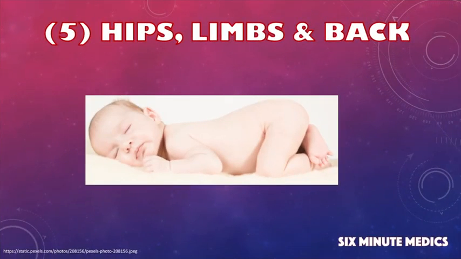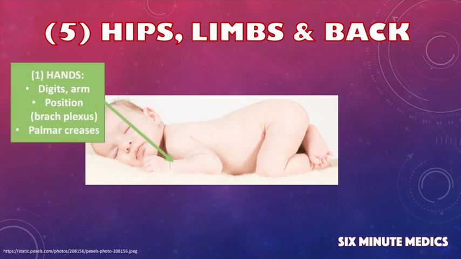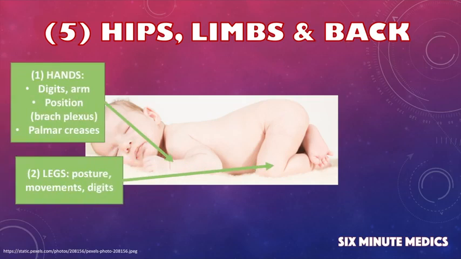You can then go on and examine the limbs. Have a look at the movements of all 4 limbs. Are they symmetrical? Count the number of digits on both hands and feet, and have a look at the palms to determine the presence or absence of a single palmar crease. You can place a finger in the baby's palm to assess the presence of a grasp reflex.